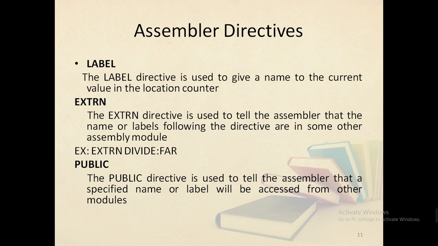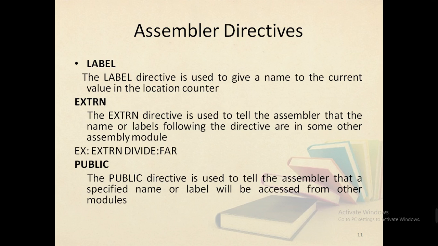If the label is going to be used as the destination for a jump or call, then the label must be specified as type NEAR or type FAR. If the label is going to be used to reference a data item, then the label must be specified as type BYTE, type WORD or type DWORD. That is about LABEL.